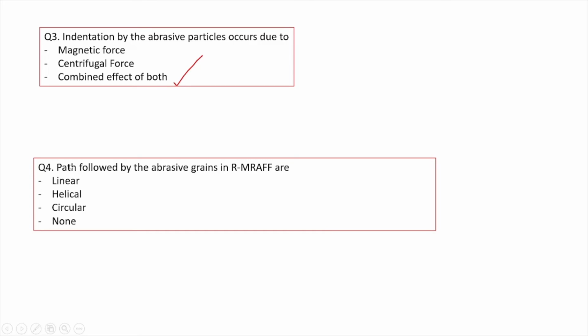Okay, so the question is given as: the path followed by abrasive grains in the rotational MRAFF process is linear, helical, circular or none. So the right answer will be helical. Okay, so linear will be for the MRAFF process.